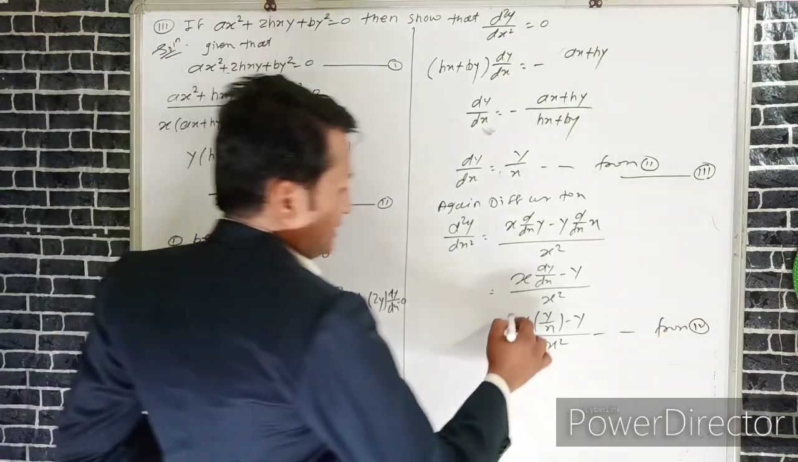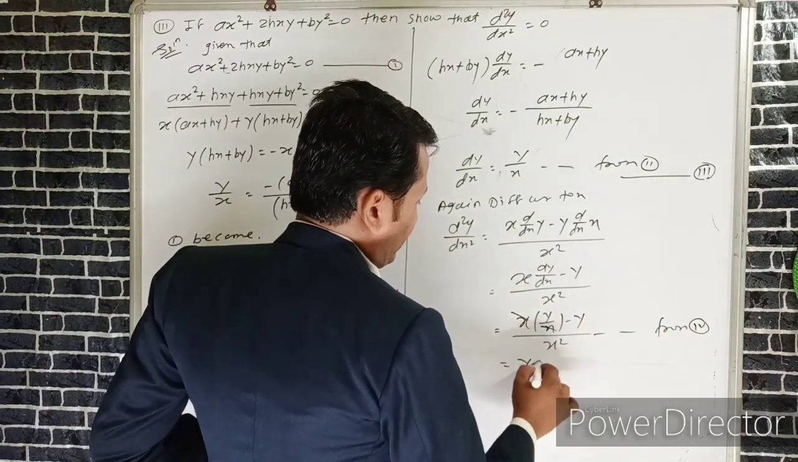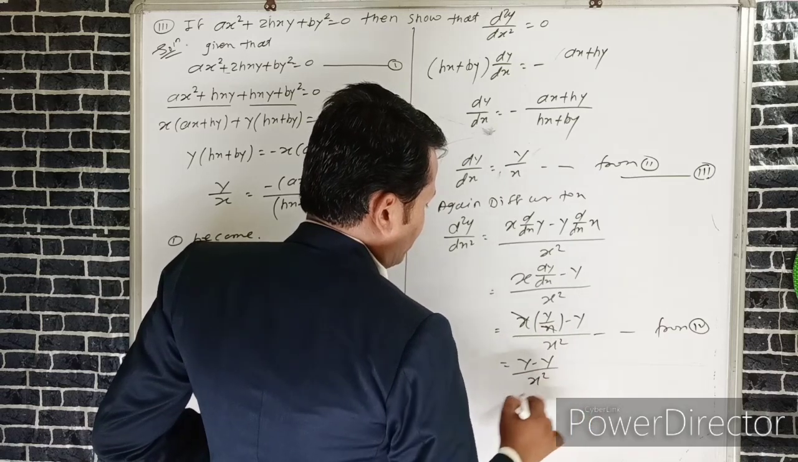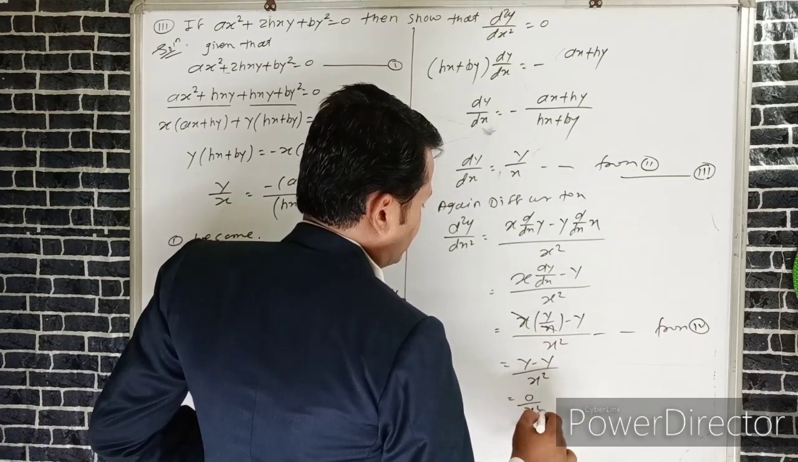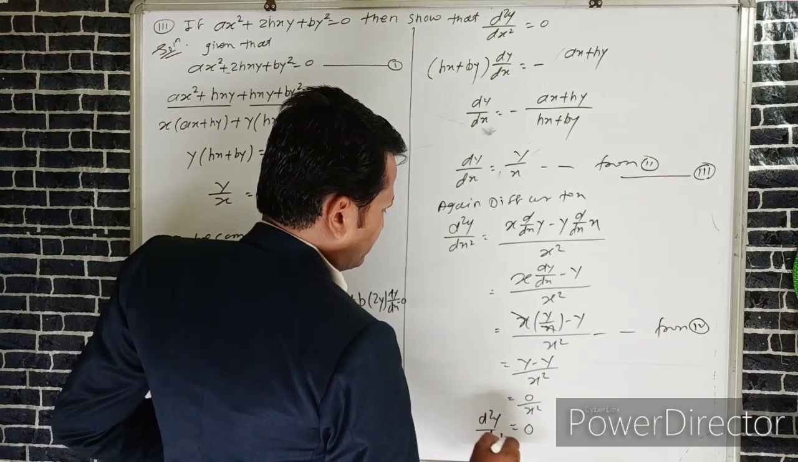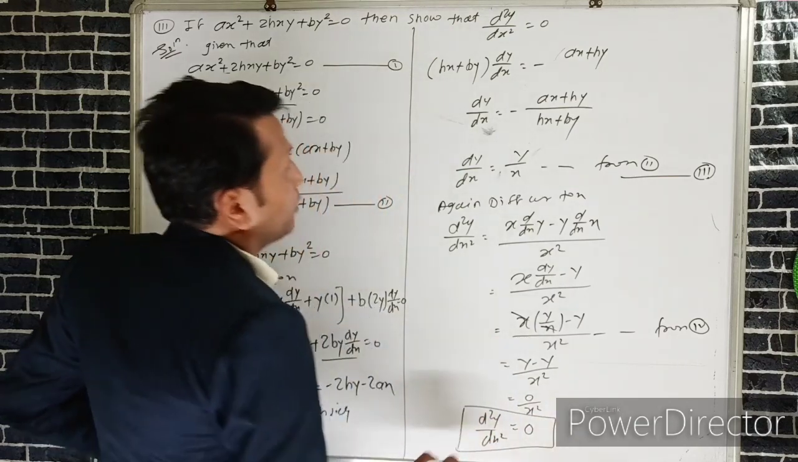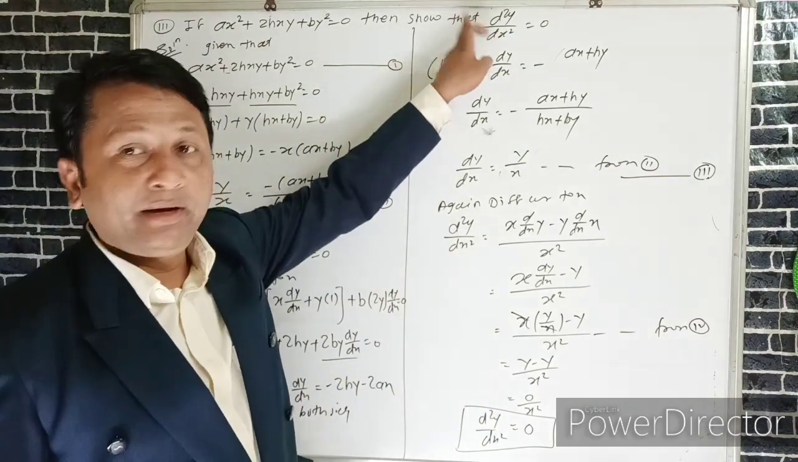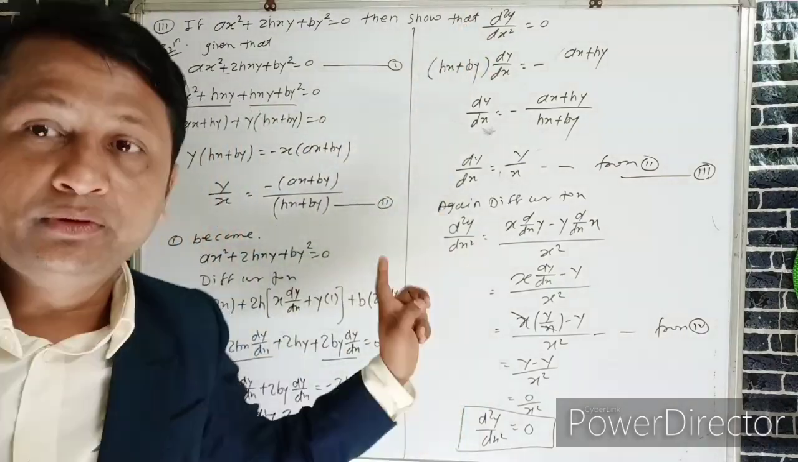Here x cancels. We can write y minus y upon x square. y minus y is 0 upon x square, which is 0. Hence d2y upon dx square is equal to 0, which is the required proof. d2y upon dx square is equal to 0, hence proved.